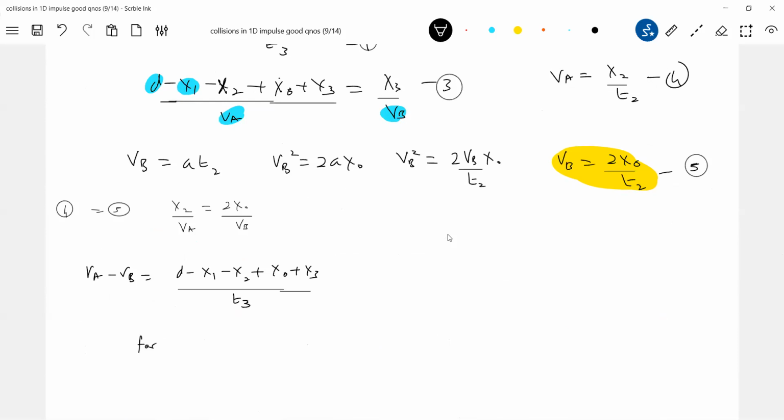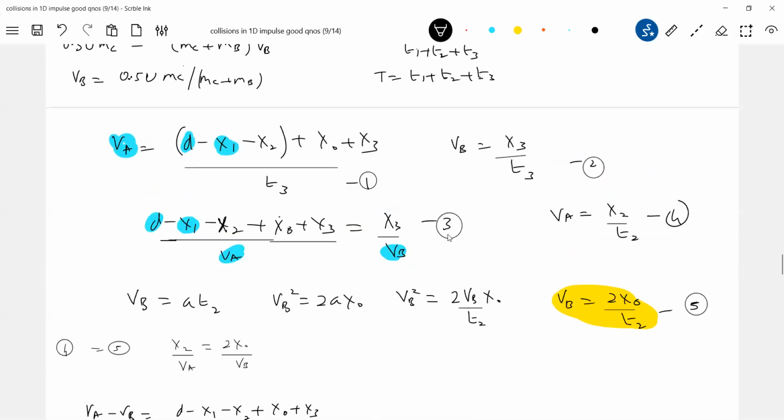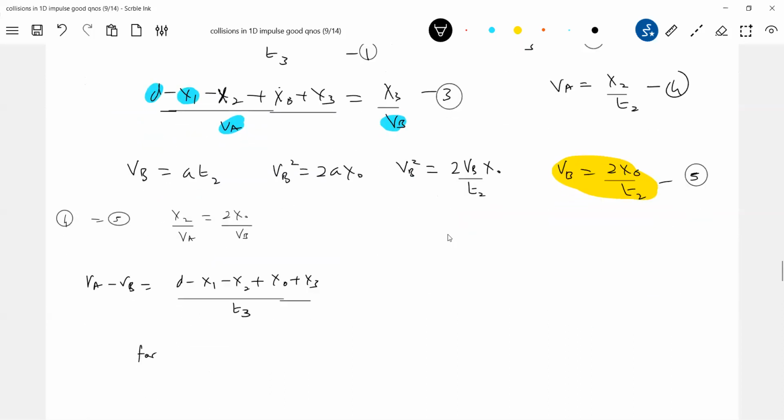Here you'll get x3 in terms of x2. Now bring all that and substitute back here: x3 in terms of x2, x naught in terms of x2. We know x1. So from that, we will get the T3. What else can you write for x naught? x naught you can write as VB into T2, or in terms of speed.